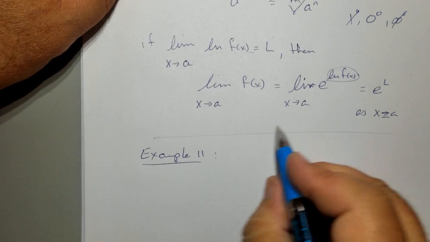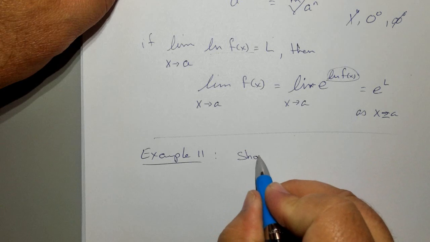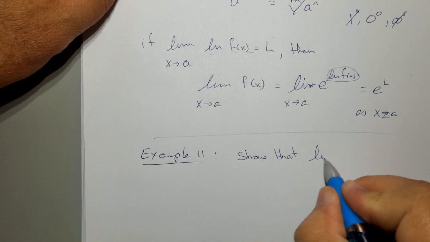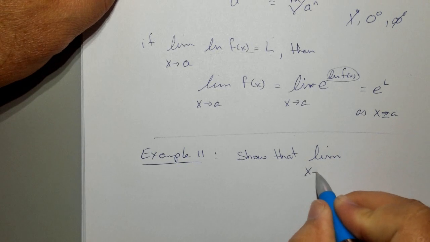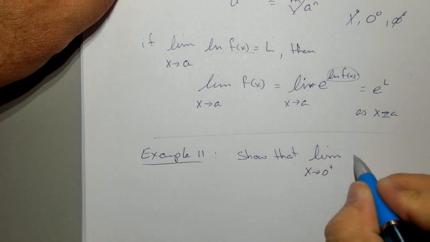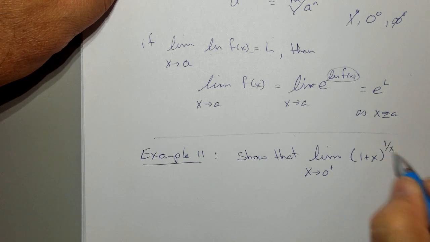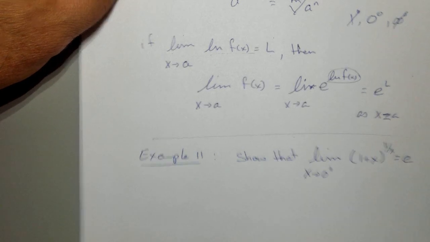Example 11. Show that the limit as x approaches 0 from the right of 1 plus x to the power 1 over x equals e.